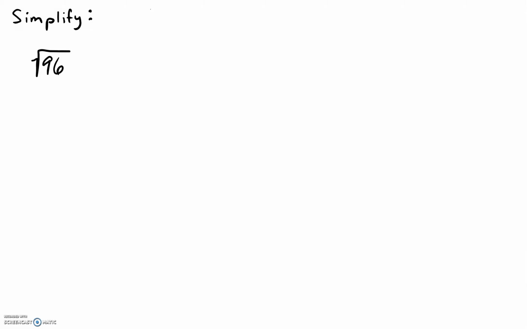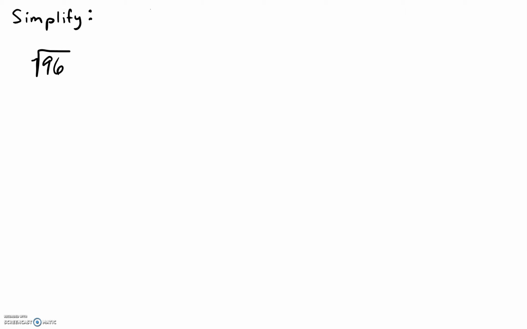In this problem, we're going to look at simplifying the square root of 96. And the method that we're going to use to accomplish this is we're going to try to figure out a factor of 96 that's a perfect square. By a perfect square, I just mean a number that we can take the square root of cleanly. In other words, it comes out to be a nice whole number.